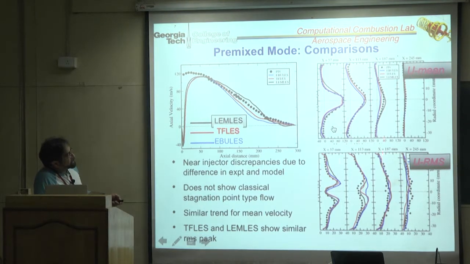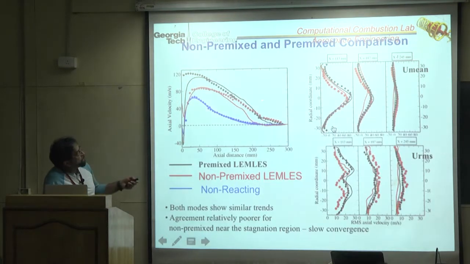And this shows the mean and the RMS, shows overall there is some agreement between all methods. That tells you something interesting, that this problem is doable. So here is a non-premixed, premixed, and non-reacting comparison.